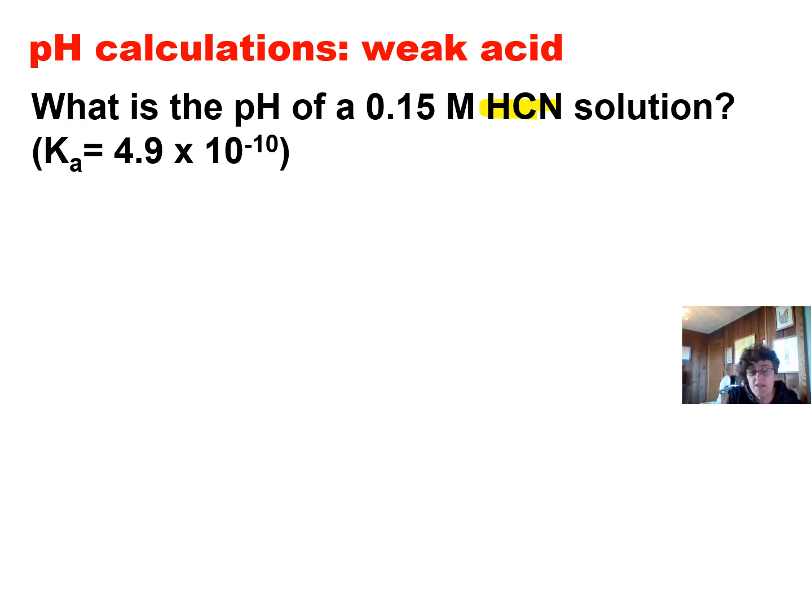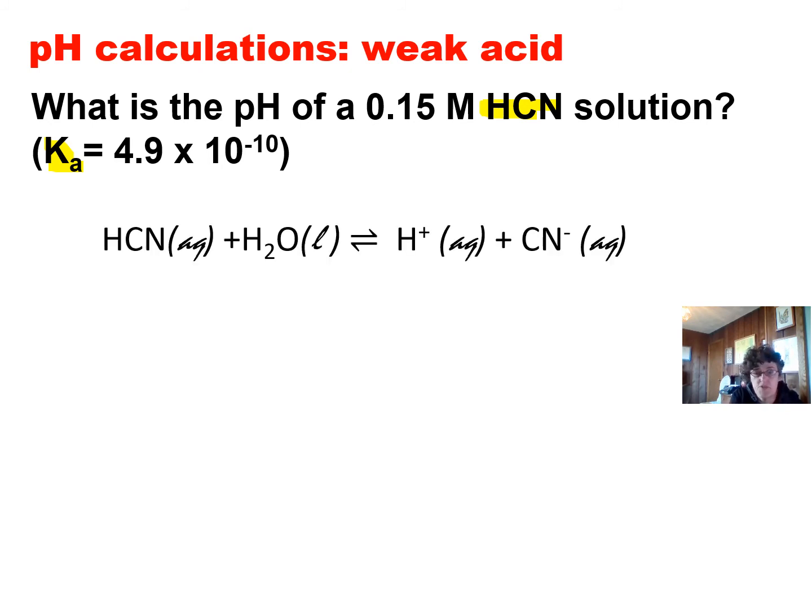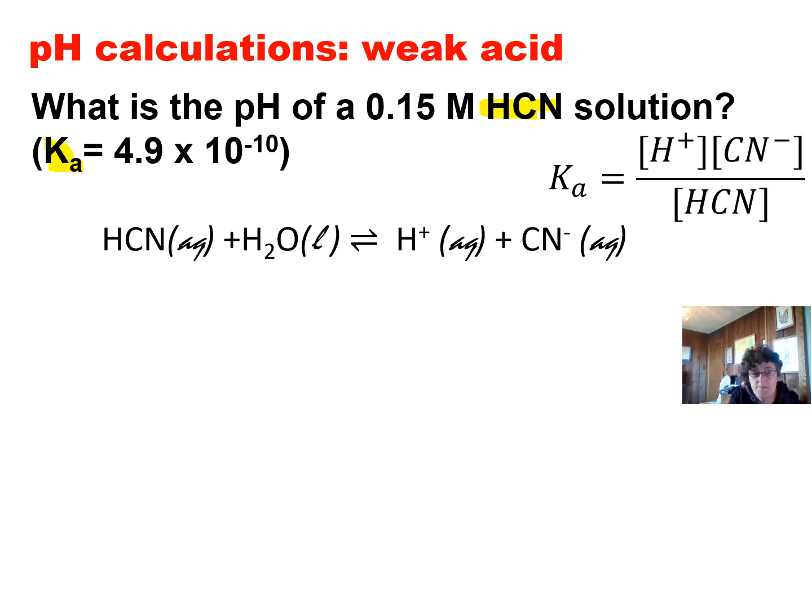But HCN is not one of those 7 or 6 strong acids. However, even if you don't remember that, I'm giving you the Ka, so that tells you this is a weak acid, because the Ka is a very small value. It's 10 to the minus 10. So first thing you want to do is write the dissociation equation. And then write the Ka, right? Once you have those two, you start doing some reasoning.